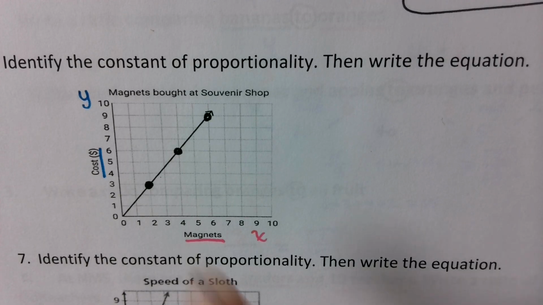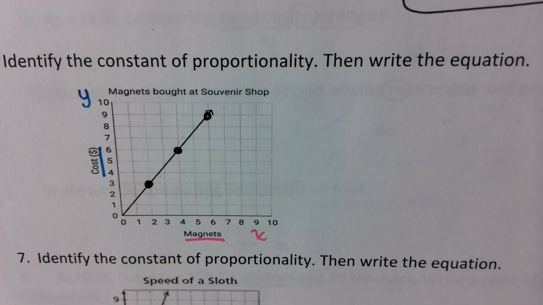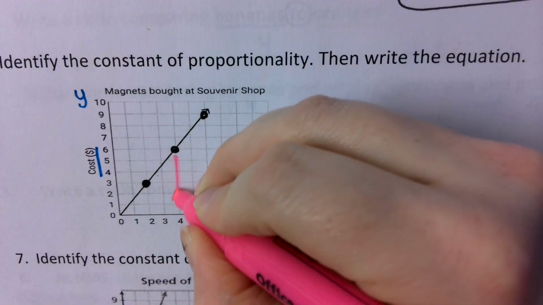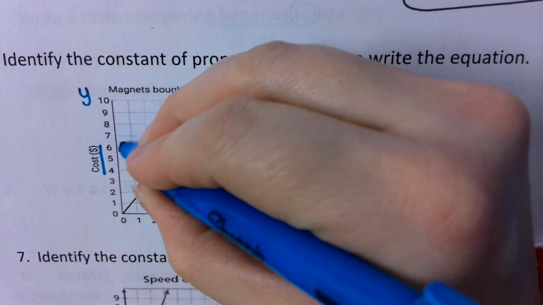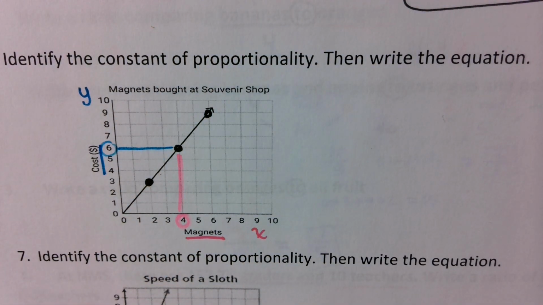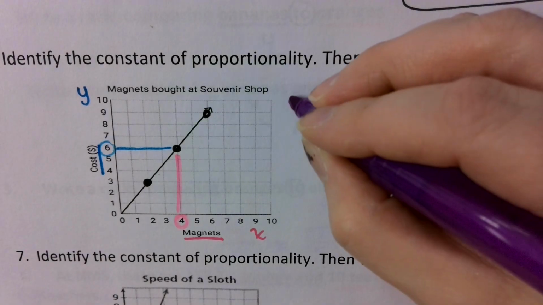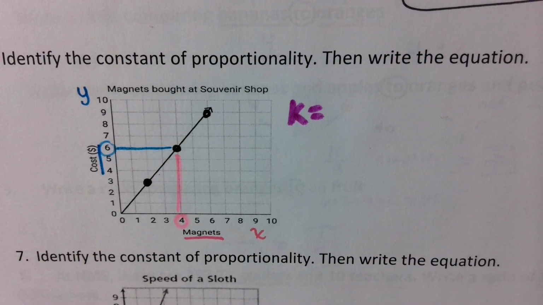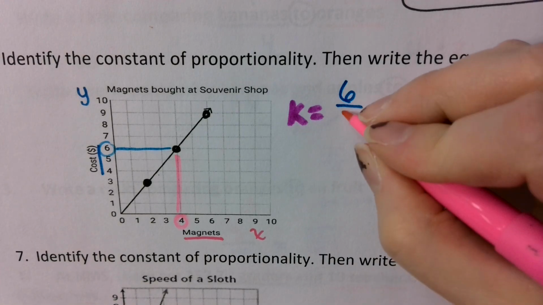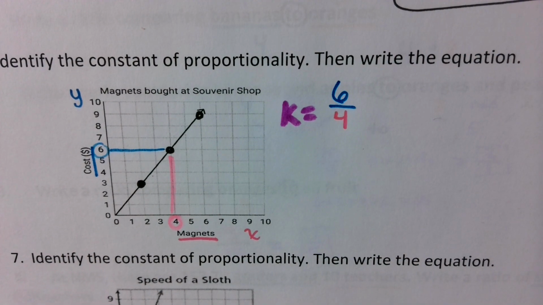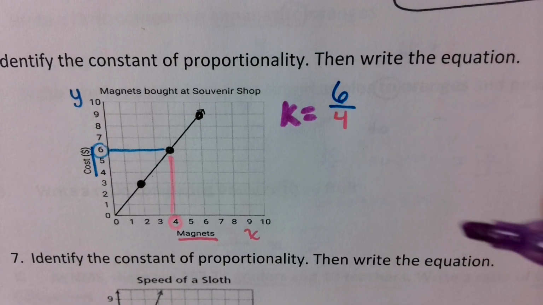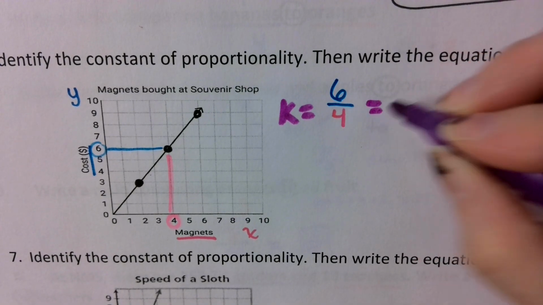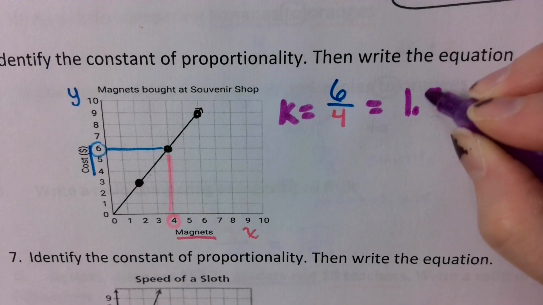I'm going to go ahead and choose the middle point, where, again, my x in this situation was a 4, and my y in this situation was a 6. So when I'm setting it up, k is going to be equal to 6 over 4. And then, like always, we want to divide. 6 divided by 4 is going to come out to 1.5.